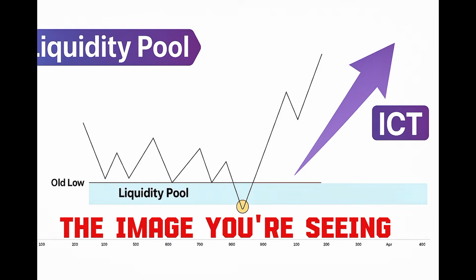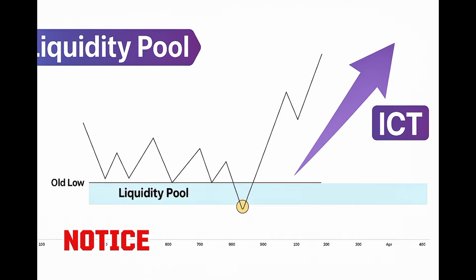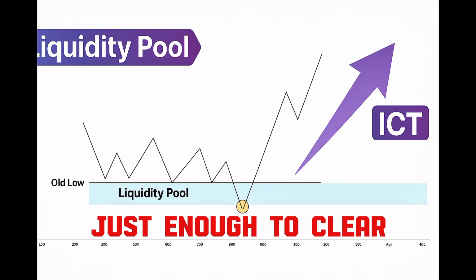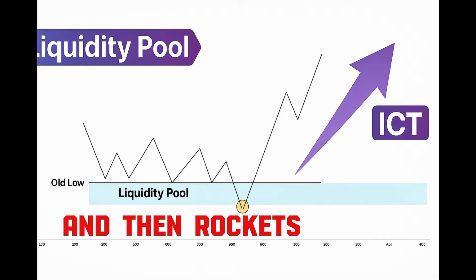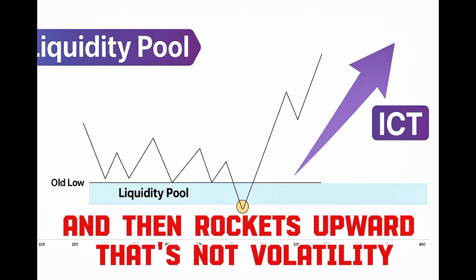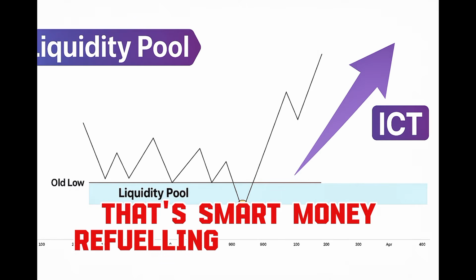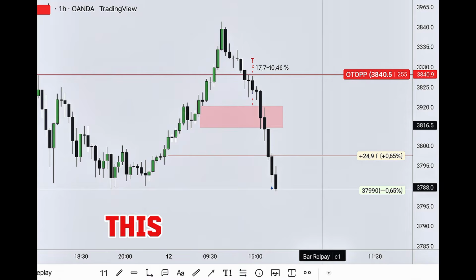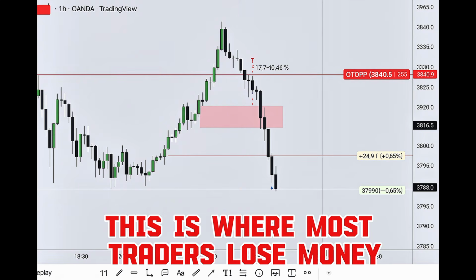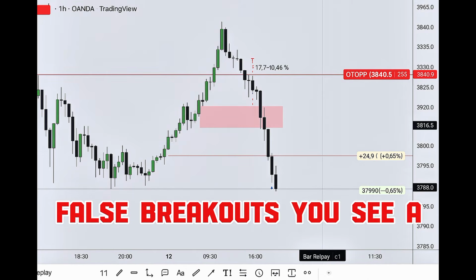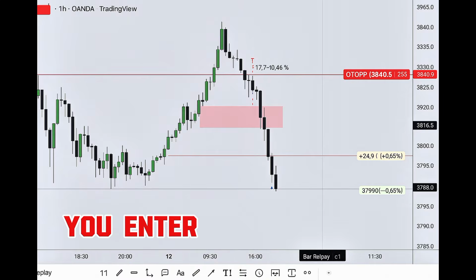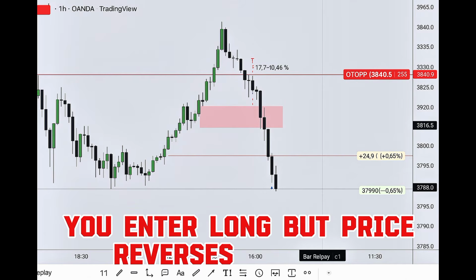The image you're seeing is the perfect example. Notice how the price dips just enough to clear those lows and then rockets upward. That's not volatility. That's smart money refueling for the next leg. This is where most traders lose money: false breakouts. You see a candle close above resistance, you enter long, but price reverses hard.